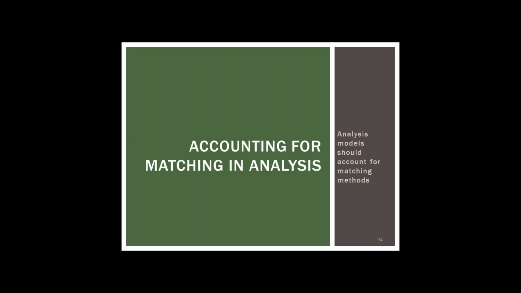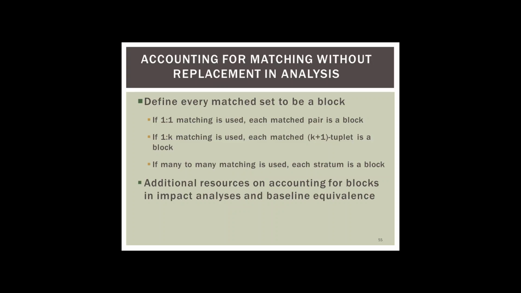Another thing that you have to remember is that once you've matched, whatever method you've used in matching, you have to account for those methods in your analysis. Ideally, what we'd want to do is to use blocking variables in your model. If we think of a block in one-to-one matching, each pair is a block. If you have 1-to-k matching, each of the matched k plus 1 tuples is a block. And in many-to-many, each of the strata that you've created with similar propensity is a block. Again, not a whole lot of details in this webinar, but we do have resources available that you can take a look at.